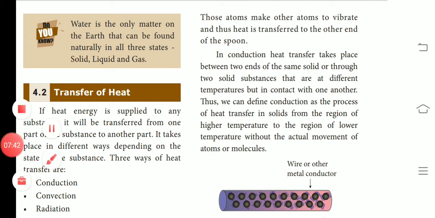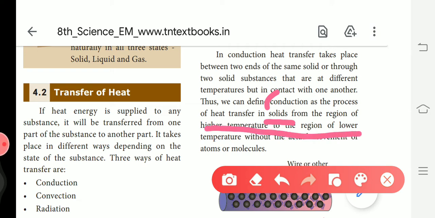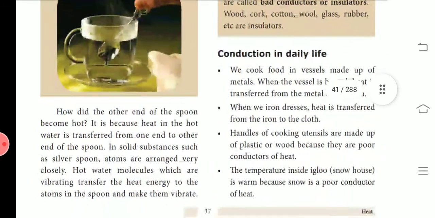So in short, how can we define conduction? Conduction is a process of heat transfer that takes place only in solids, from a region of high temperature to a region of low temperature, without the actual movement of atoms or molecules. This is a simple definition of conduction. And next topic we are going to see about convection.